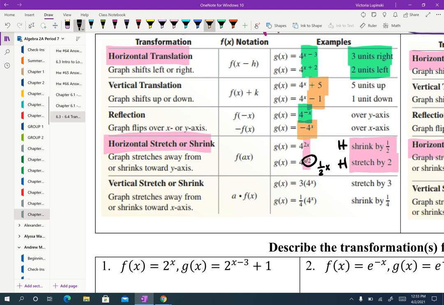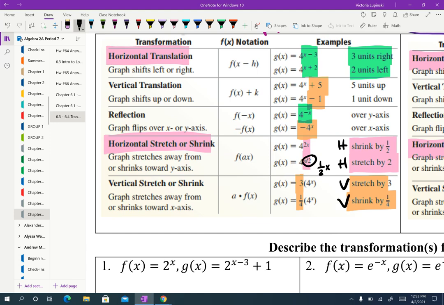And then finally, with the verticals, when it comes to the verticals, it has to happen on the outside. So if it's a 3 on the outside, you're going to stretch it by 3. If it's a shrink on the outside, you're going to shrink it by a fourth. And again, for both of these, you might want to clarify these are vertical stretches and vertical shrinks.